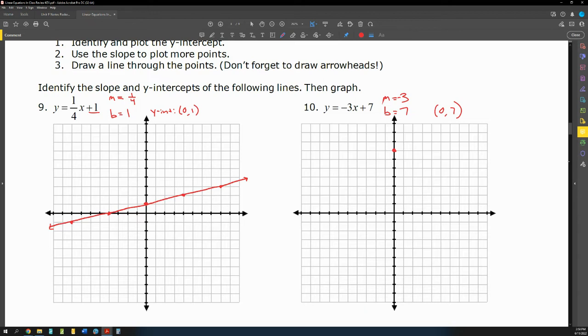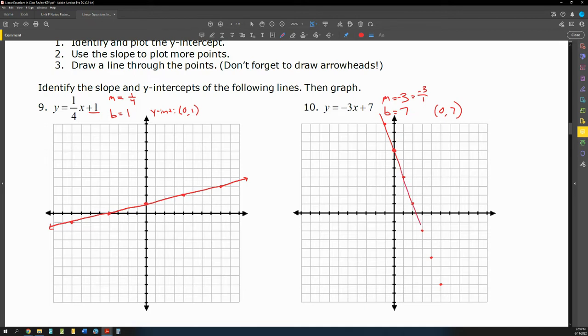I always like to represent the slope as a fraction, change in y over change in x. So negative 3 can be rewritten as negative 3 over 1. That tells us we're going to go from our first point down 3 and to the right 1. I'm just going to fill the rest of the grid until I can't anymore. Down 3, right 1, down 3, right 1. You can also go up 3 and left 1 to fill in the other side of the y-axis.